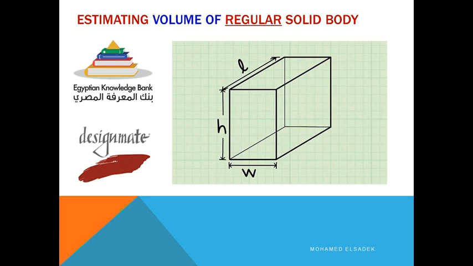طيب how you can estimate the volume of regular solid body. Regular solid body like book, like your book, like carton box, like laptop, any regular solid body. How can you estimate its volume? By using ruler, by measuring length and width and height. And we will say that length times width times height equal volume of this regular object.